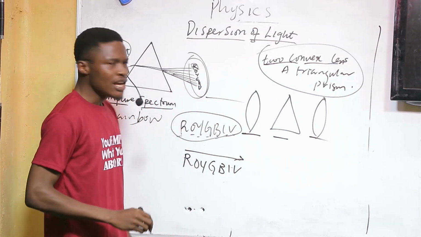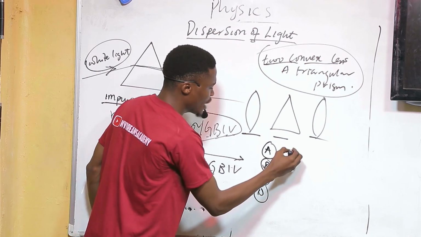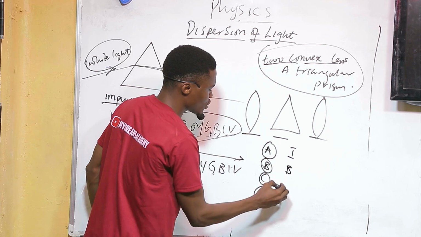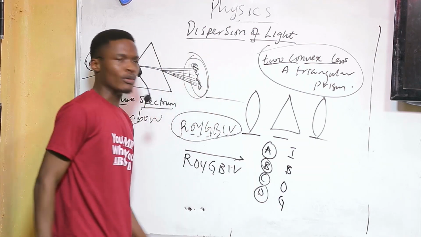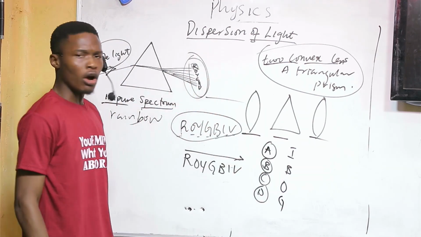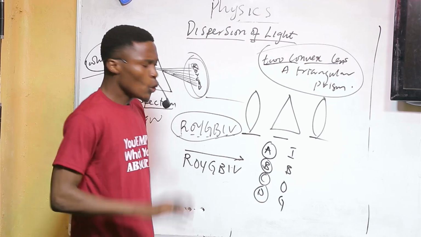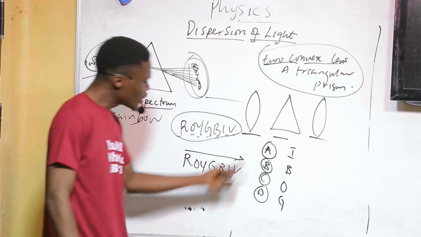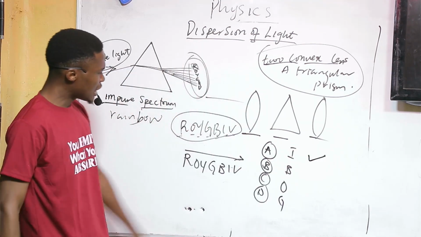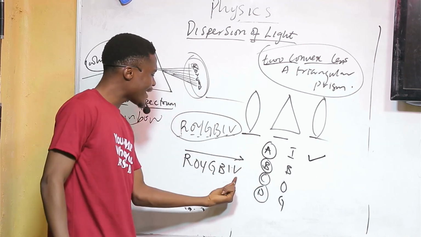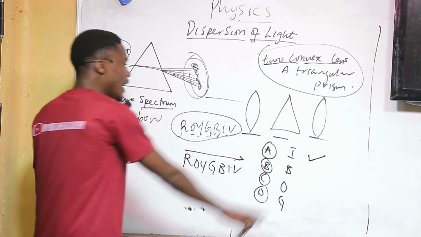In an example, you might see something like this: in option A you have I, option B you have B, option C you have O, option D you have maybe G. These letters represent the colors of light, and the question is, which of the following colors is the most deviated? Looking at all these colors, the answer will be indigo, because after indigo you get to violet. But because violet is not in the options, the answer becomes indigo.